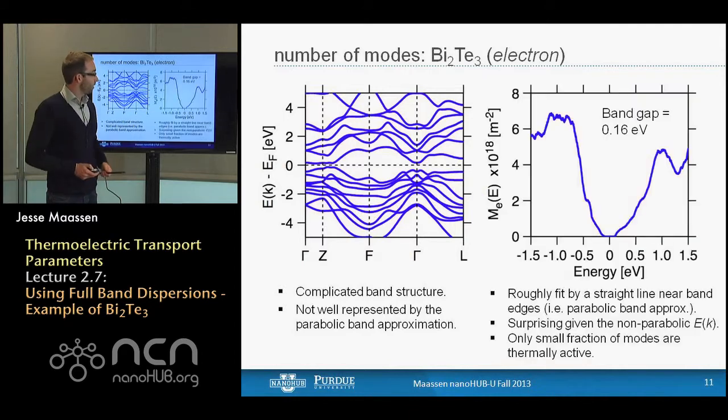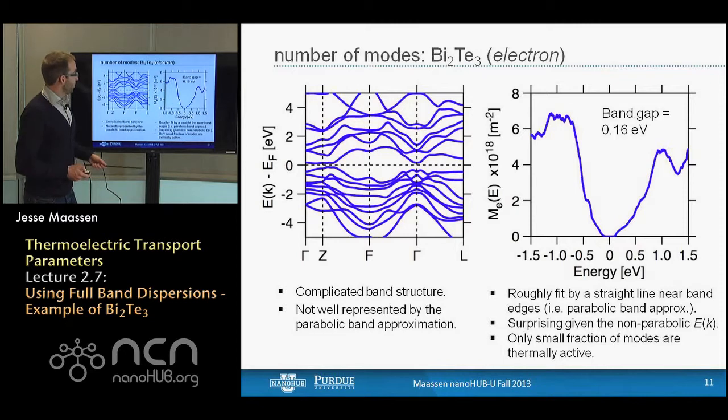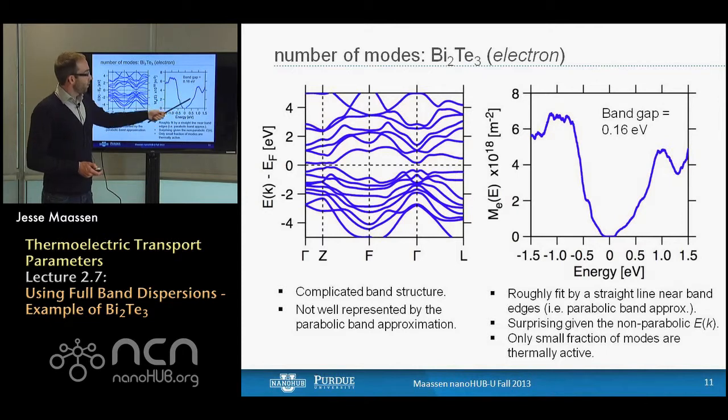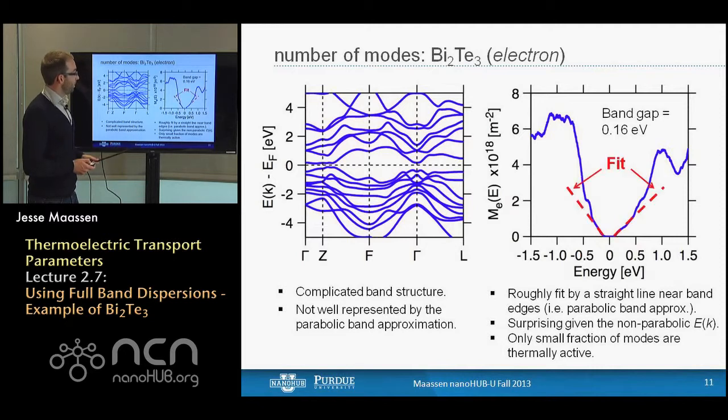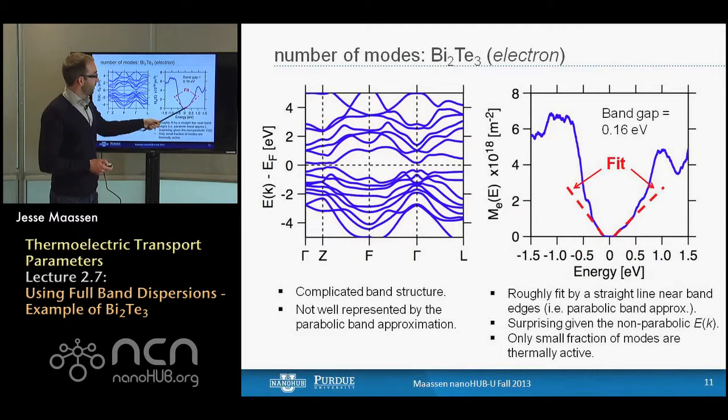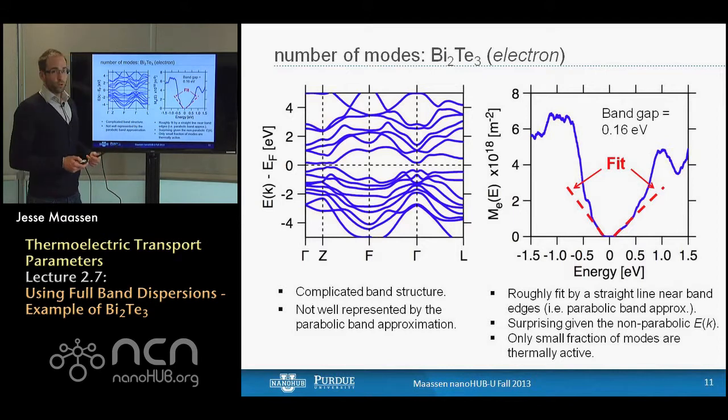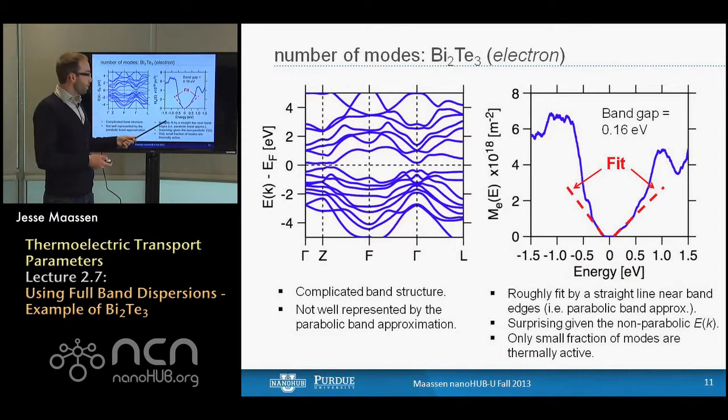So we can go to the next step and compute the distribution of modes, which I show here. So this is modes versus energy. And what we find is that actually the modes are fairly smooth. They're not very spiky, and in fact you can almost roughly fit a straight line through the band edges here. Okay, so this is a rather surprising result given that the E-k itself is non-parabolic, but the modes are pretty smooth, and you can fit a straight line. And remember, a straight line for the modes means basically you're doing the parabolic band approximation. Okay, so we can extract some density of modes effective mass here.